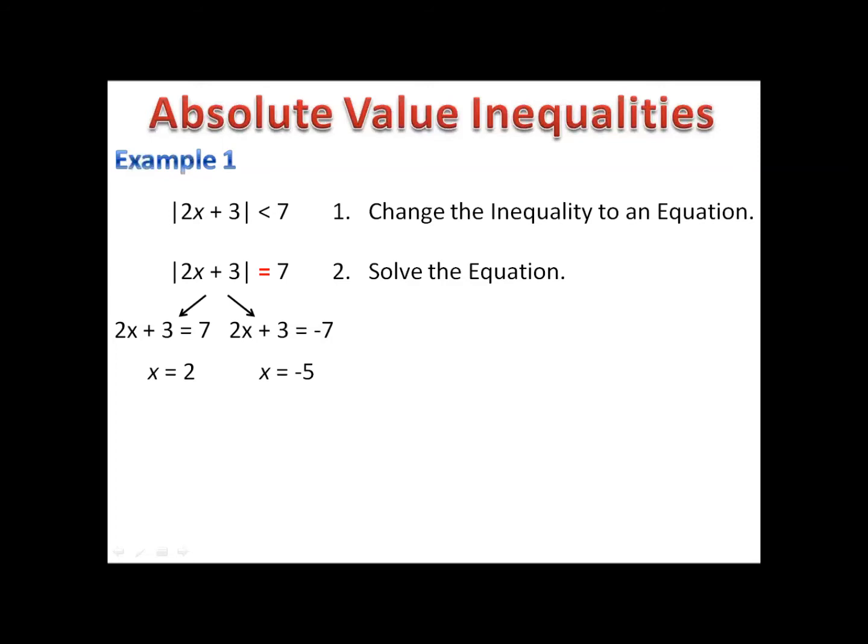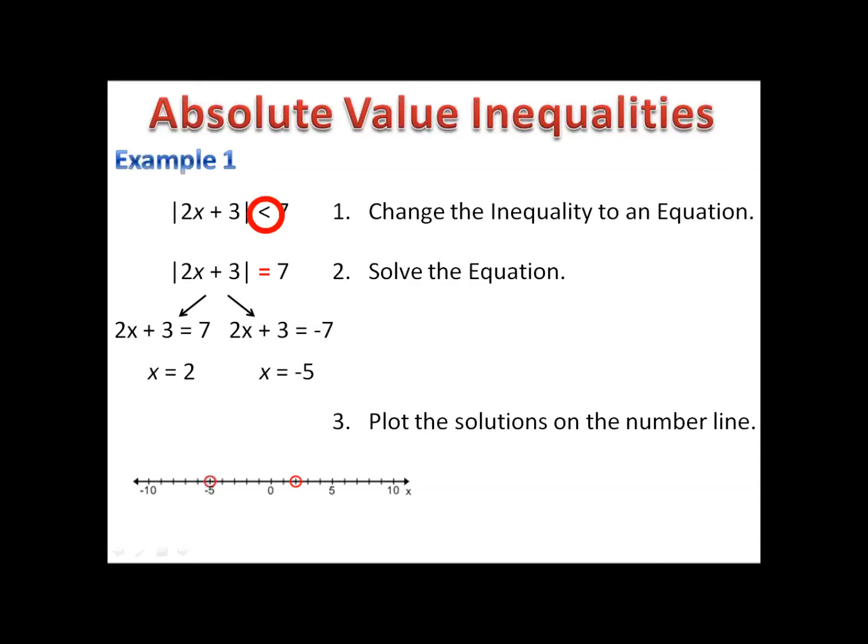Now, we can't forget that we had an inequality. And so we have to do a little bit more work than we did for the plain old equations. The next thing we'll do is take those solutions we got and plot them on the number line. I'll put an open circle at negative 5 and an open circle at 2. Why did I put an open circle, you ask? Well, notice the original inequality was simply less than, not less than or equal to. So that means we have an open circle.